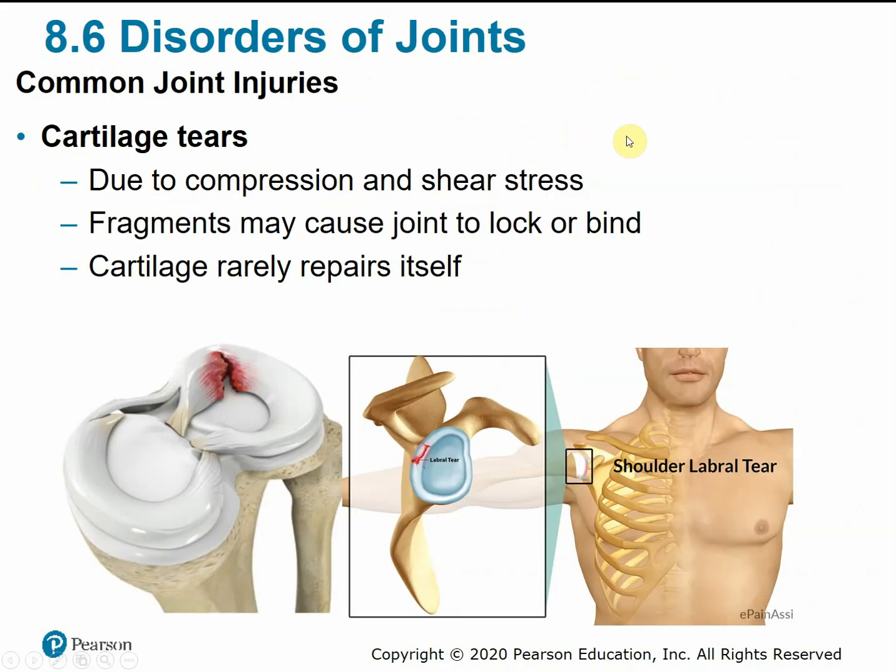A common type of joint injury includes cartilage tears. So these are typically due to some type of compression or shear stress. When the cartilage has been torn or damaged, it can cause a joint to kind of lock up. And because cartilage is avascular, it has a poor nutrient blood supply, it rarely repairs itself. And if it does, it's a very slow healing process.